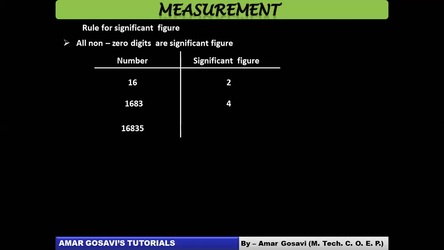All right. Let's talk about the third number, 16835. How many non-zero digits are involved in this number? You can see there are 5. So obviously the significant figures would be 5. So this is rule number 1. You can take a quick screenshot of it before we discuss rule number 2, so that it serves as notes for you.